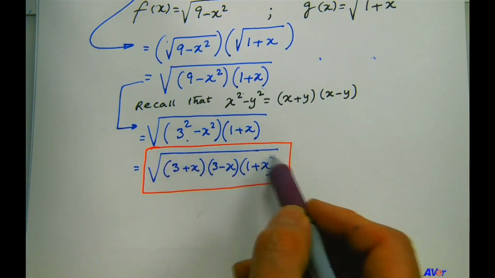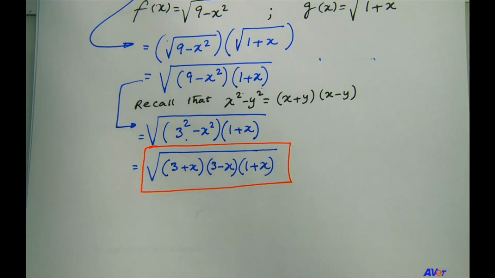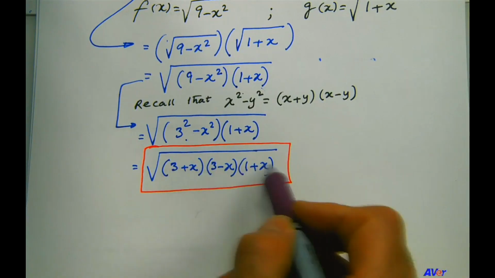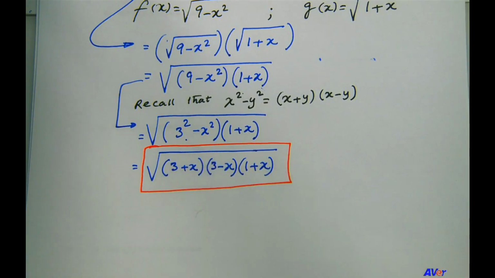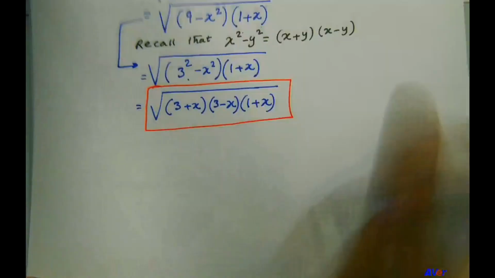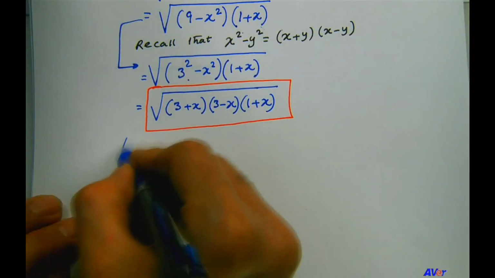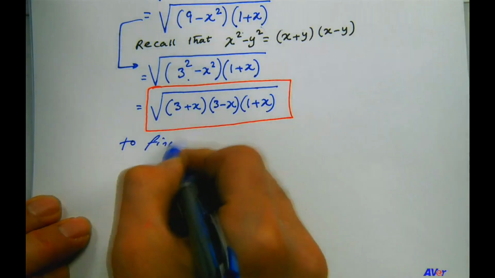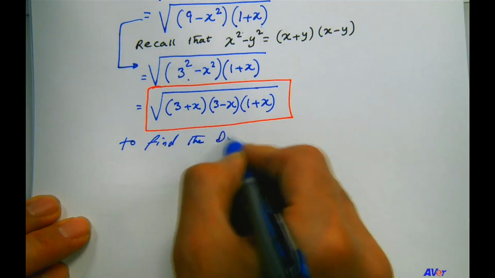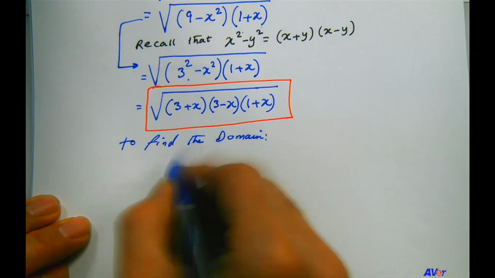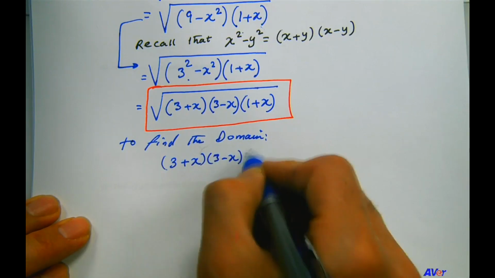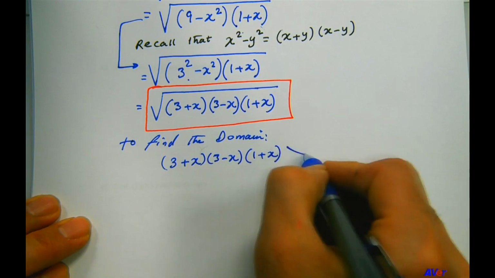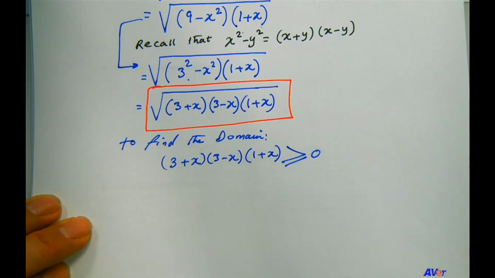But now we need to find the domain of this. Well, this is just a square root. There is no fraction involved. So the inside of this can only be equal to 0 or something positive. So let's write that down. To find the domain, 3 plus x times 3 minus x times 1 plus x must be greater than or equal to 0. That's the condition.